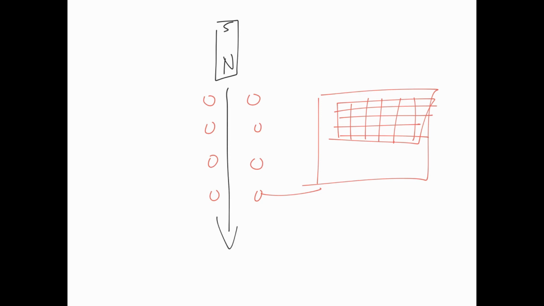For example, let's say this is a solenoid, so this is the symbol for a solenoid, and we connect the solenoid to a CRO. Okay, this is your CRO screen. Then what happens is, let's say you drop a bar magnet through the solenoid. As the bar magnet falls through the solenoid, it will induce an EMF on your CRO, right?